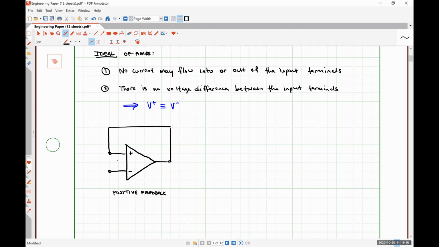A practical example of positive feedback would be the feedback that you hear when somebody talks into a microphone that's too close to a speaker cabinet. So the person's voice is the input and the output is the signal generated from the speaker cabinet.